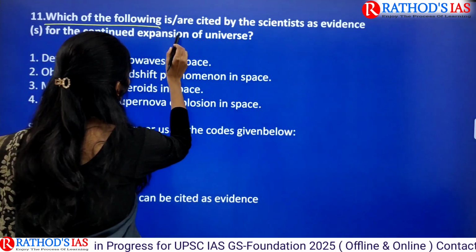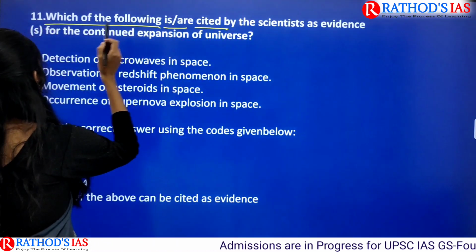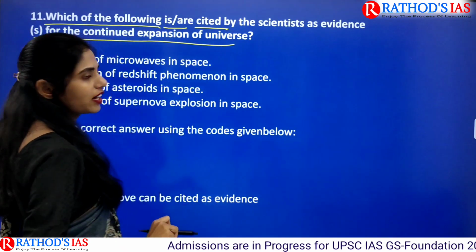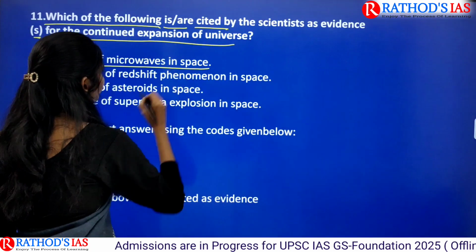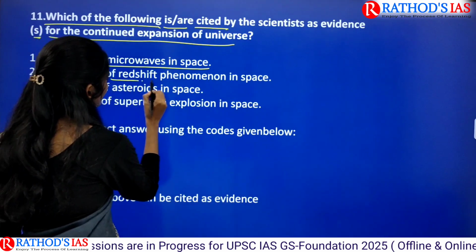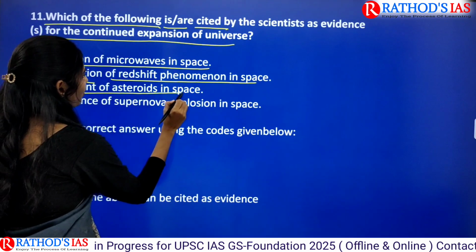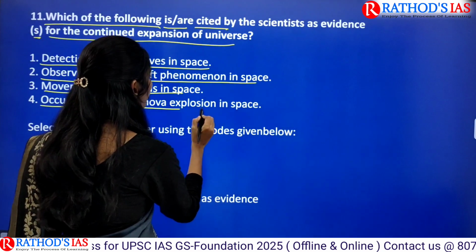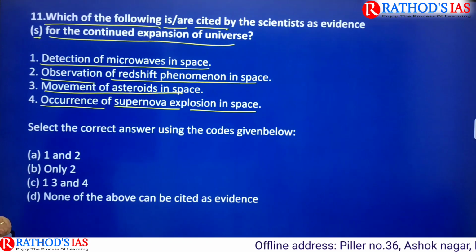Which of the following is or are cited by scientists as evidence for the continued expansion of our universe? The first one is detection of microwaves in space. The next one is observation of the redshift phenomenon in space. The third one is movement of asteroids in space. And the fourth one is occurrence of supernova explosions in space. You have to select the correct answer here.